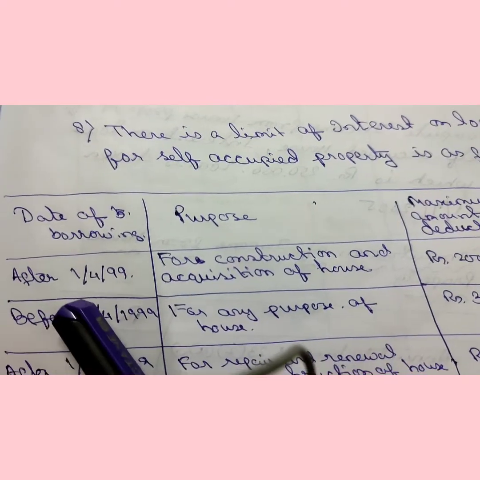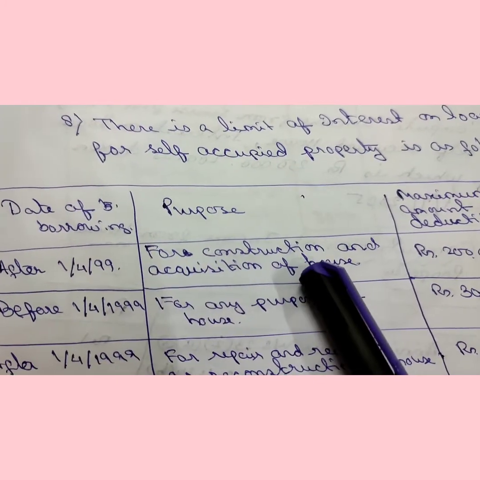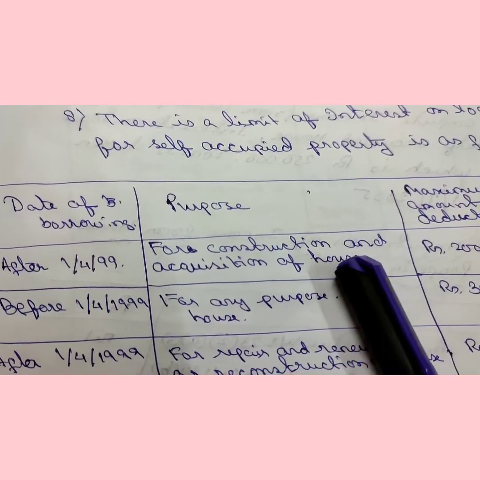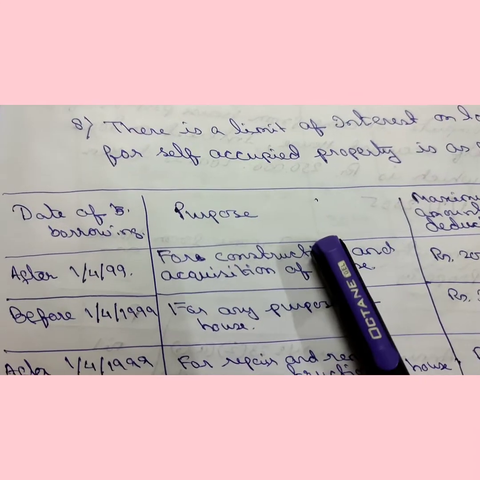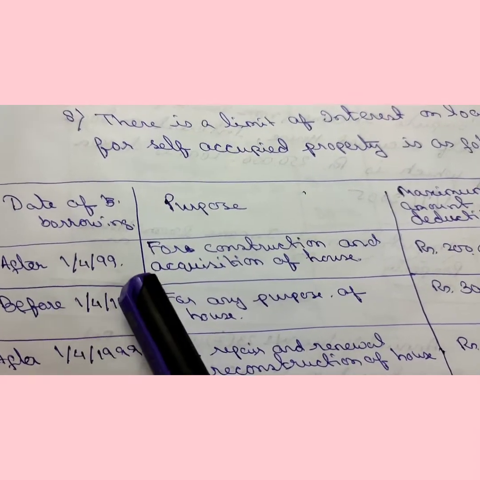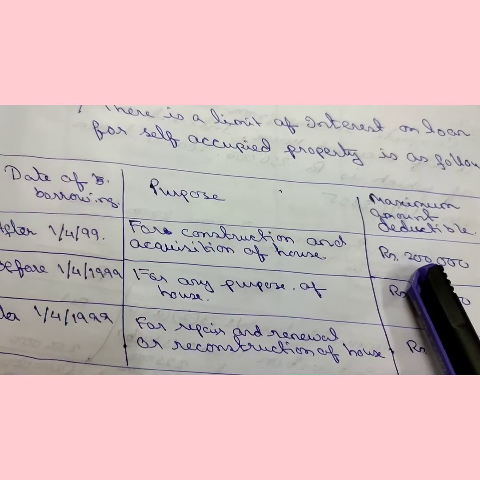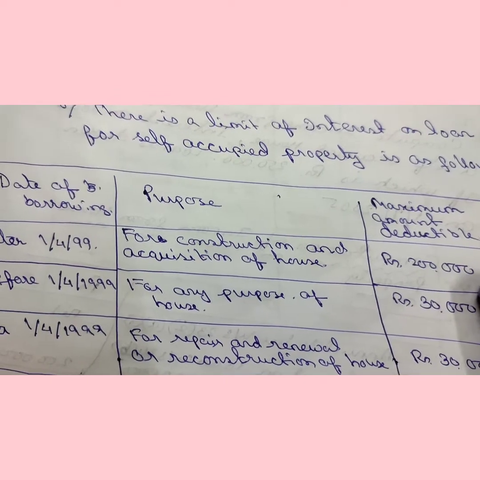1/4/99 সালের পরে। What is the purpose? For construction and acquisition of house. বাড়িটা তৈরি করার জন্য অথবা কেনার জন্য লোনটা নেওয়া হয়েছে। কবে নেওয়া হয়েছে? 1/4/99 এর পরে। In that case, maximum limit of deduction is rupees 2 lakhs.